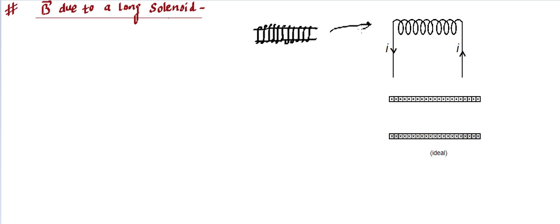The same picture has been shown over here. Here the current comes from this part, goes inside, moves on a circular path, and comes out from this end. So this particular geometry is called a solenoid, and it's called long when its length is large enough, that means a large number of these circular coils or loops are there.